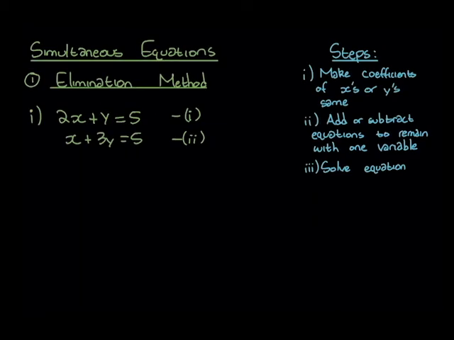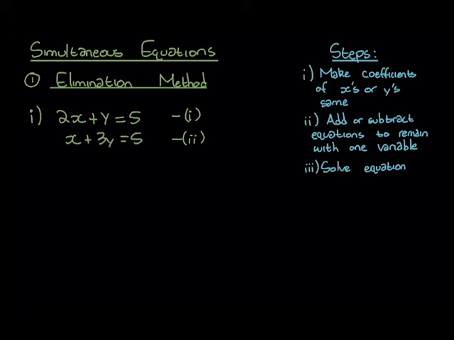So today we're going to be solving simultaneous equations using the elimination method. On the right, I've written a few steps just to guide us along the way. We're given these equations: 2x plus y is equal to 5, that's the first equation, and x plus 3y is equal to 5, that's the second equation.